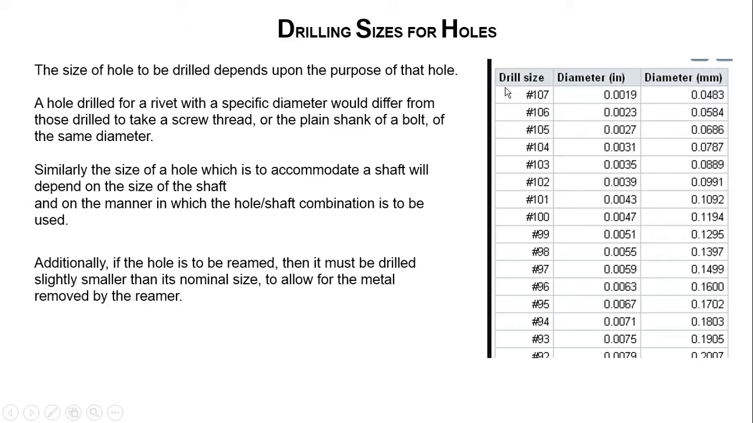If I say the drill size is 107, the diameter is this; 106, the diameter is this. If you see, as we reduce the size number of the drill, the size in inches is increasing, which means the maximum drill size number shows the minimum diameter.